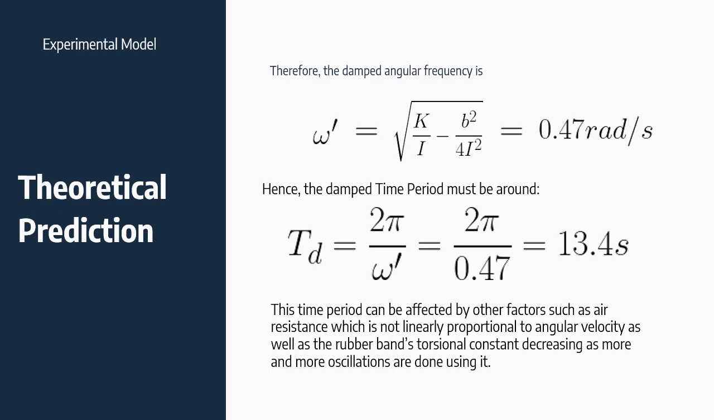So the damped time period must be around 13.4 seconds. So this is our theoretical prediction that when we measure the time period of this oscillation, it should be roughly around there. The time period could also be affected by factors such as air resistance, and also the rubber band's torsional constant decreasing as more and more oscillations are done using it.